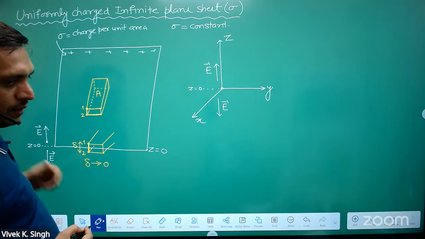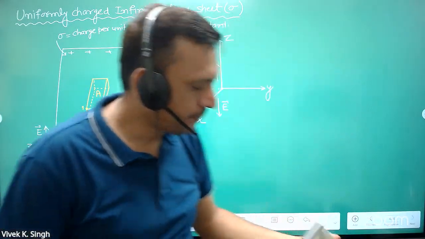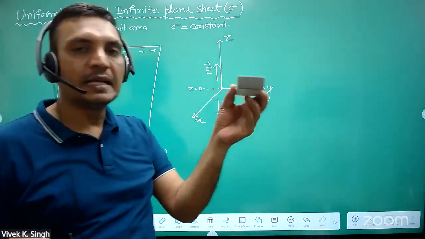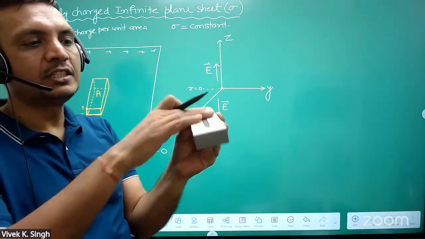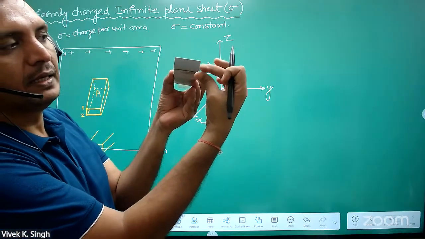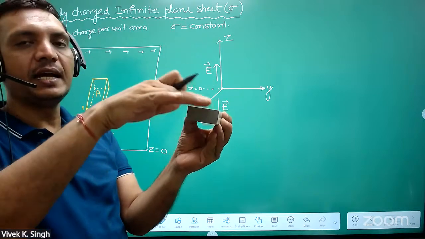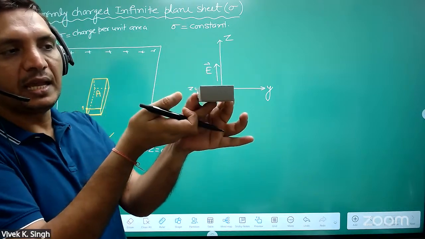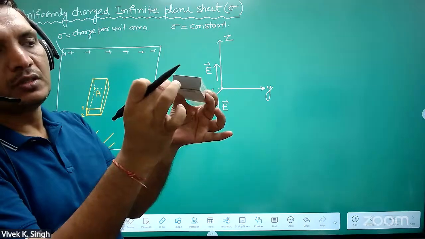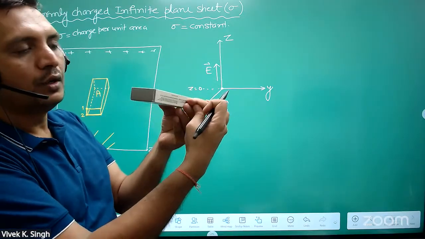ठीक है? So it's like this as a Gaussian surface. So this upper surface area is A. This width is delta. ये width कितना है? Delta. और ये upper surface area A, lower surface area A. This area is almost 0. This area is almost 0. Delta into whatever be the length.